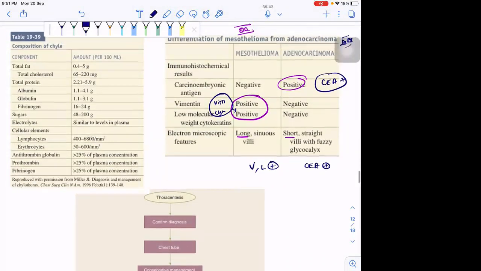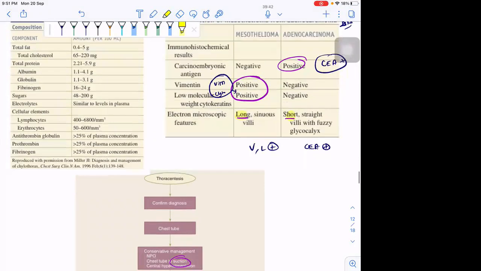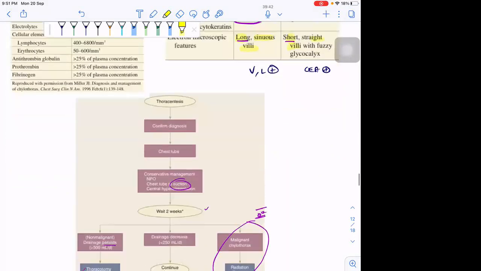Now, the electron microscopic features of mesothelioma. Mesothelioma has long sinuous villi, and adenocarcinoma has short straight villi. This is sinuous villi, this is straight villi.